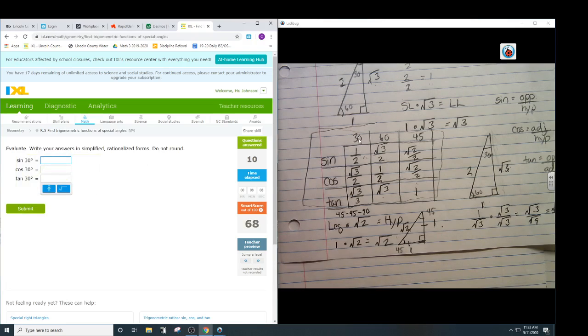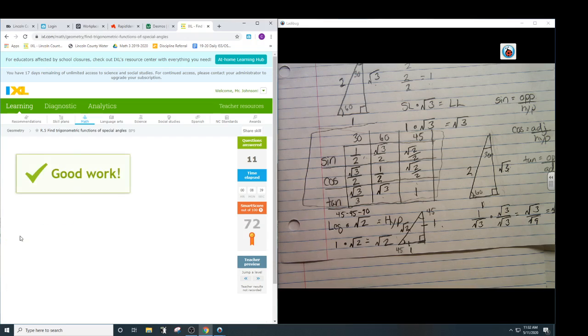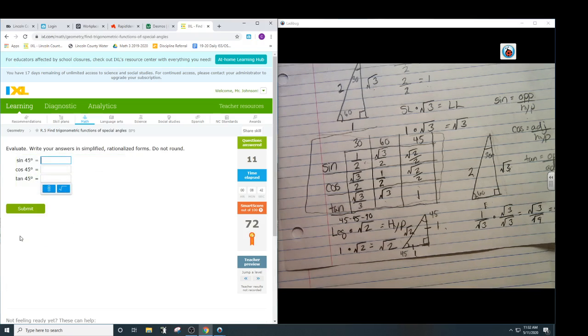Okay. Now, guys, here is pretty easy. Well, all these are 30, so you know it's going to be in this column. They're actually all in order here. So 1/2, square root of 3 over 2, and tan of 30 is square root of 3 over 3. There you are.